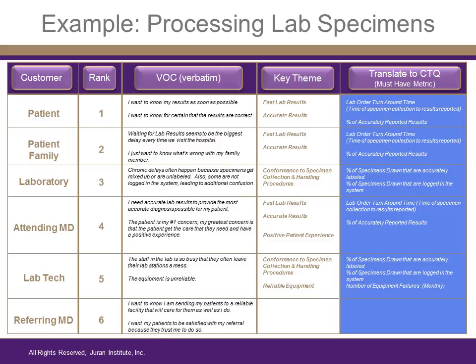And finally, our sixth ranked customer in the process, the referring MD, wants to know that they are sending patients to a reliable facility that will care for them as well as they do. They also want their patients to be satisfied with the referral because they are trusted to do so. From this voice of the customer, we can draw our key themes, which are lab turnaround time, lab results accuracy, accurate diagnosis, and positive patient experience, which finally translate to our CTQs: lab order turnaround time and the percentage of accurately reported results.